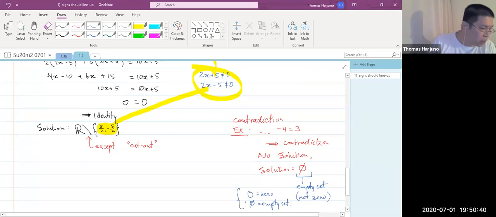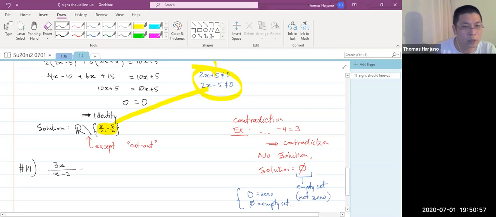Now, let's do more problems. Let's say I go ahead with number 14. Number 14, we have 3x over x minus 2 plus 1 over x plus 2 equals negative 4 over x squared minus 4. Notice that x squared minus 4 factors into x plus 2, x minus 2.